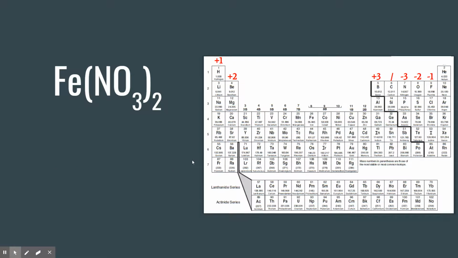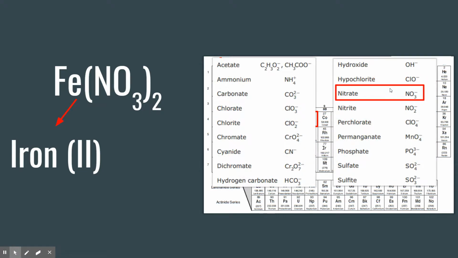And finally, let's try one with a transition metal. So here I have Fe, and I need to figure out what its charge is. This is iron(II), and I know because it's connected to 2 nitrates. And if I go and find nitrate, it's on my polyatomic ion list. It has a 1- charge. There's 2 of them, so we're going to know that this is iron(II) nitrate. We'll go into that more specifically later on, especially when we review.